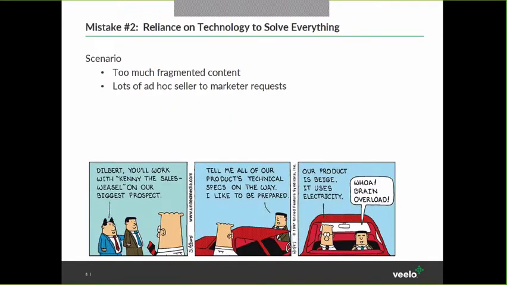The second mistake that we see people often make is, all right, I know I have the fragmented repositories, I've got sales calling marketing all the time with ad hoc requests because they can't find content. So I'm going to implement a technology solution. Maybe we're going to do this awesome sales portal, and it will just make everything perfect.